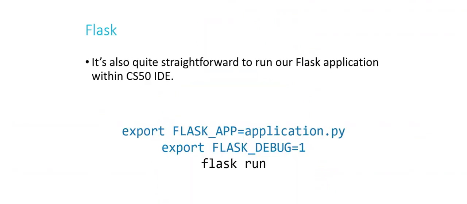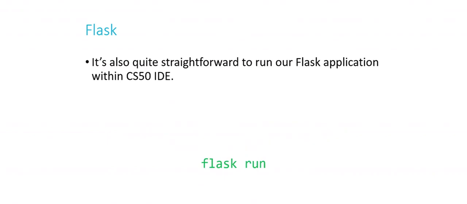Again, after the first time you get configured with the particular application you want to run, you can leave these 2 lines out. You don't need them again. You can just continue to type flask run. And it will continue to run that same application over and over until you no longer want to run it. And then you would export a different application, export a different debug mode, and so on.